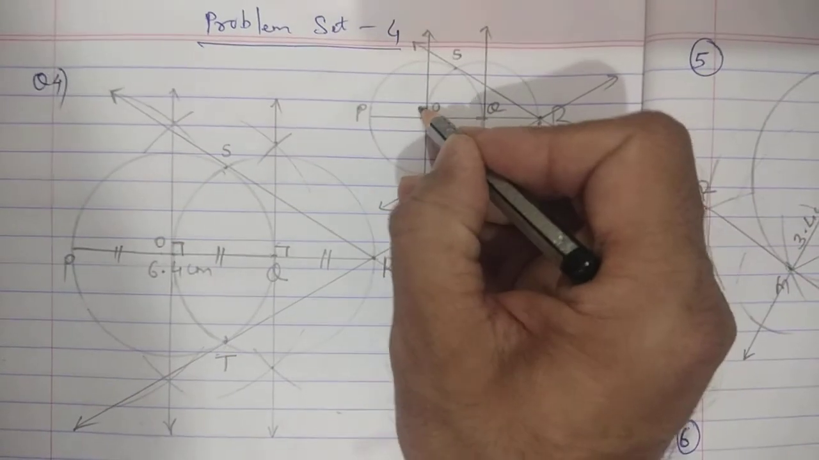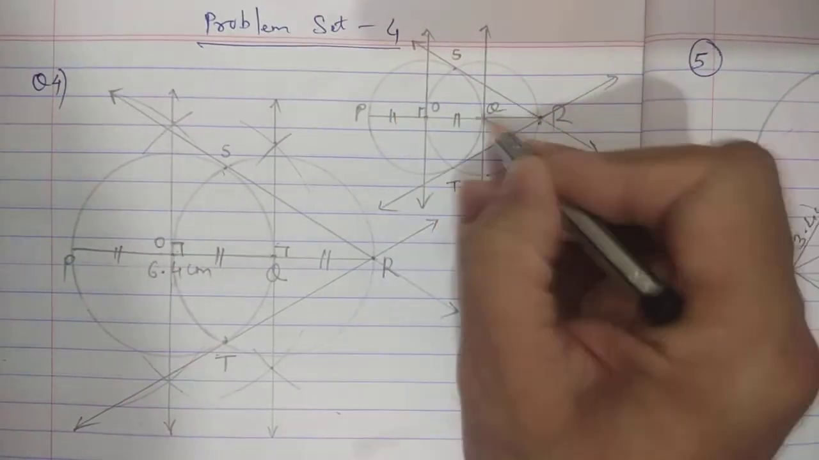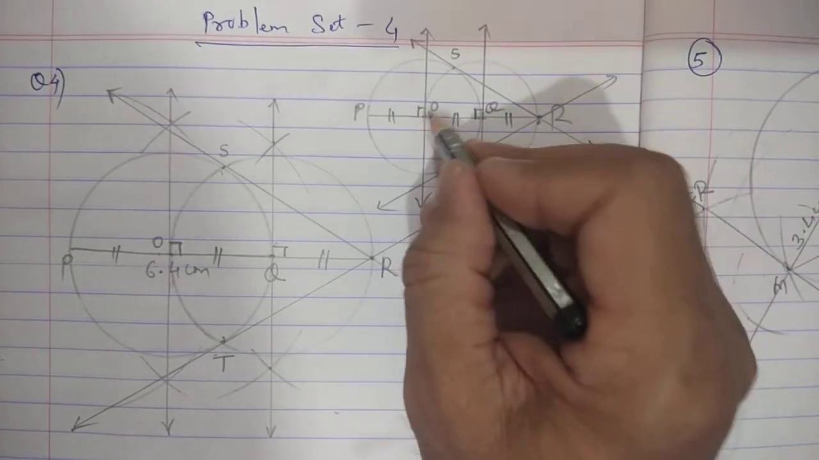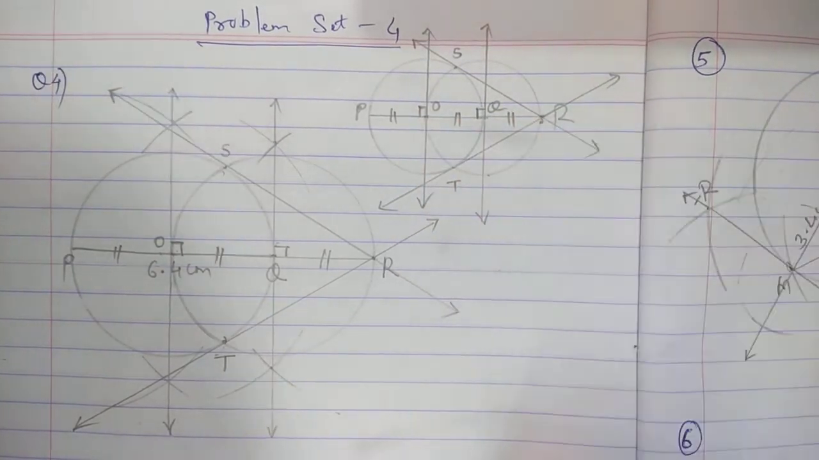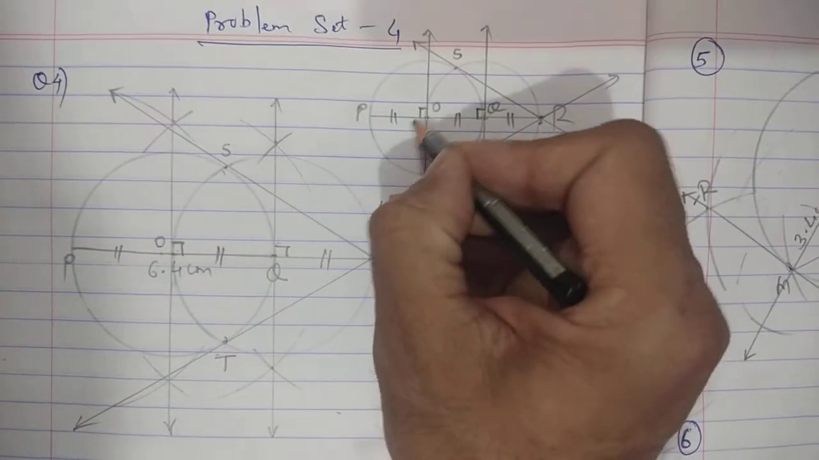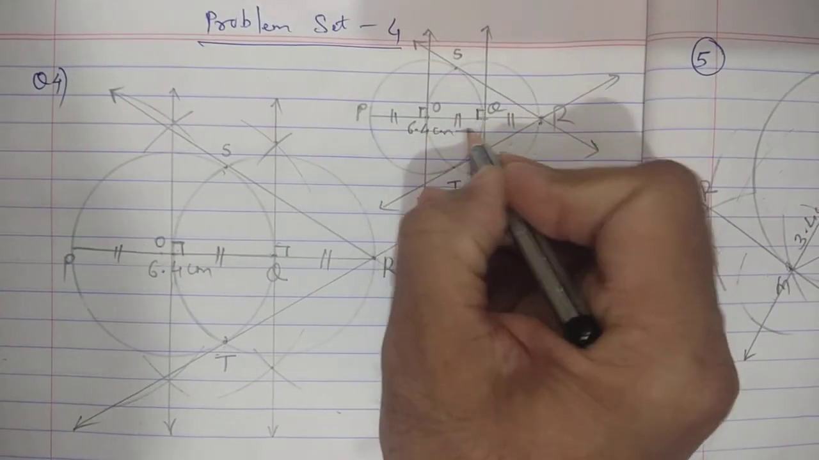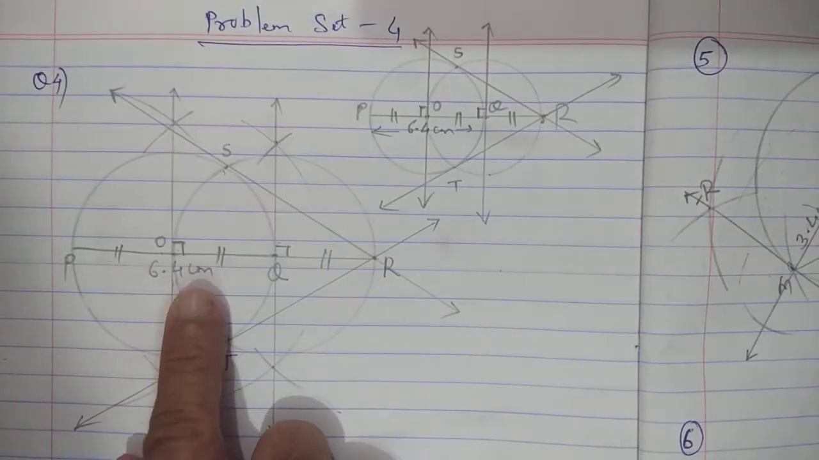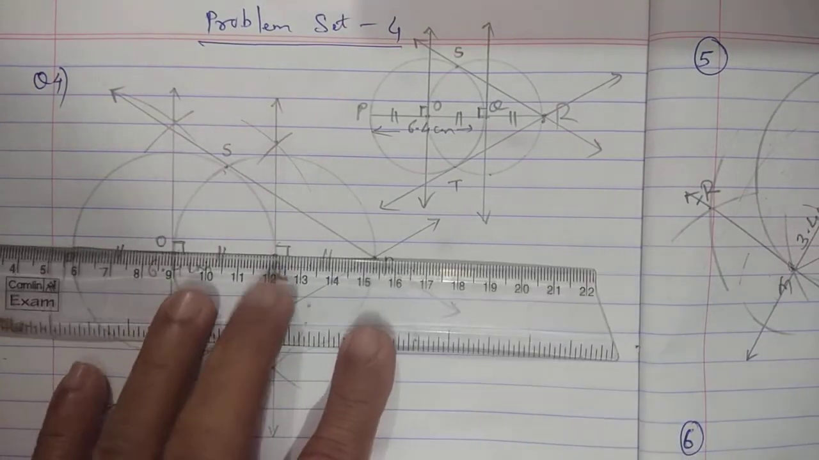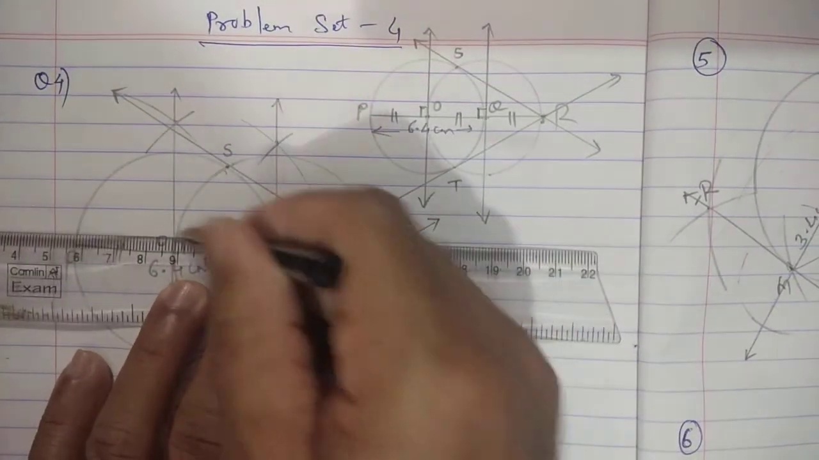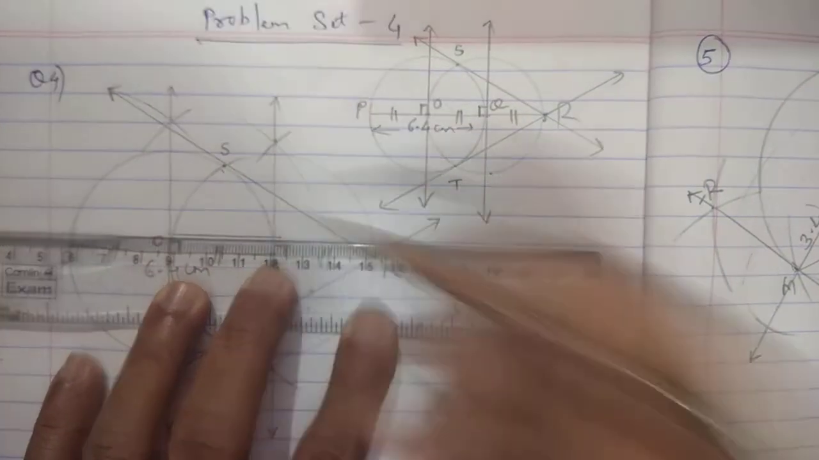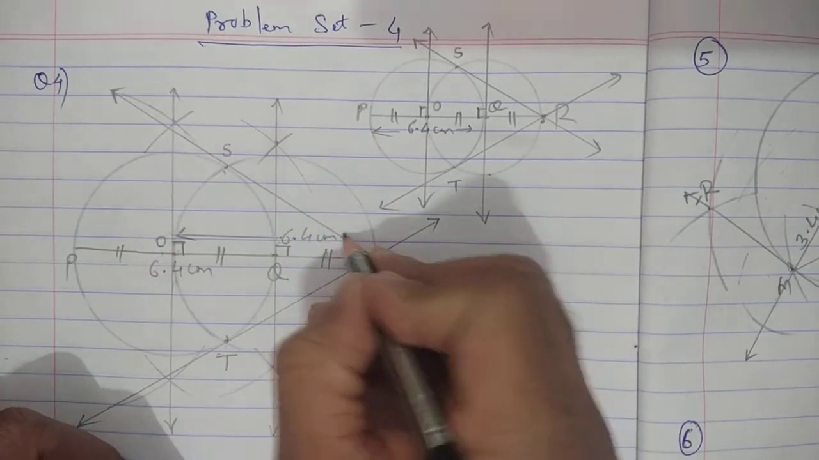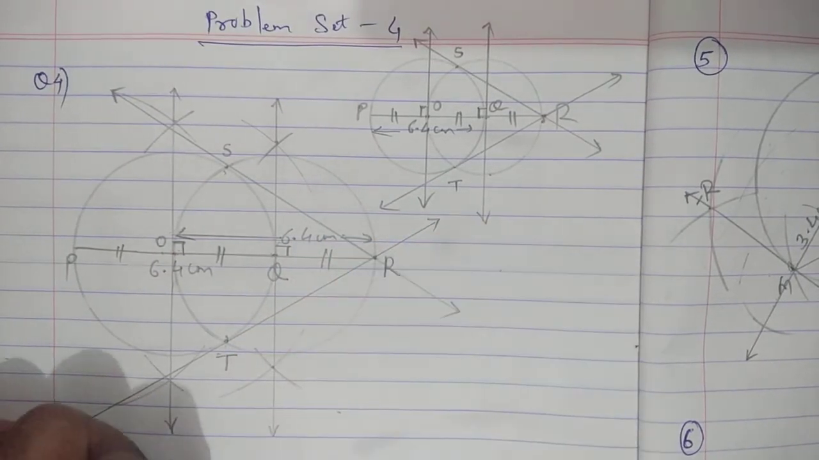And please show the perpendicular bisector symbol. The perpendicular symbol is the right angle symbol, and bisector means the identical marks on the two segments which are equal in length. And 6.4 centimeter is the diameter of the first circle, and this point R is also at a distance of 6.4 from the center of the first circle. So this I have not written, so just mark that 6.4 centimeter.